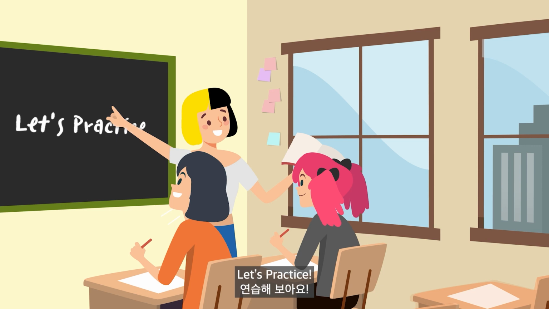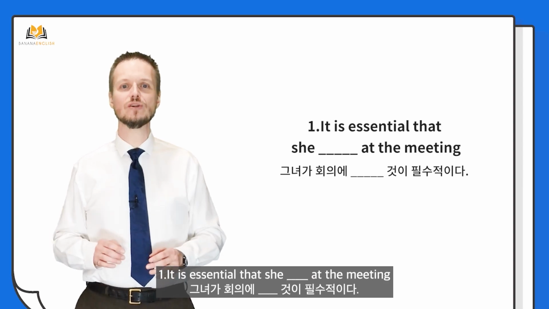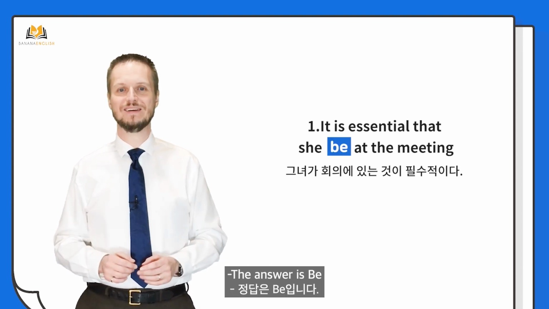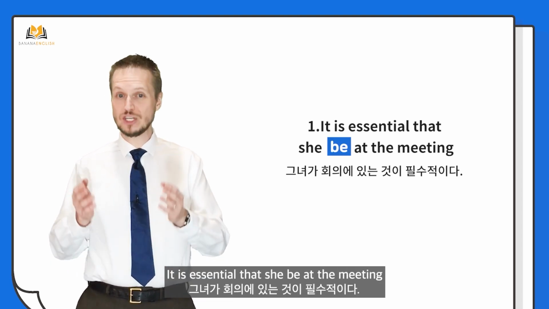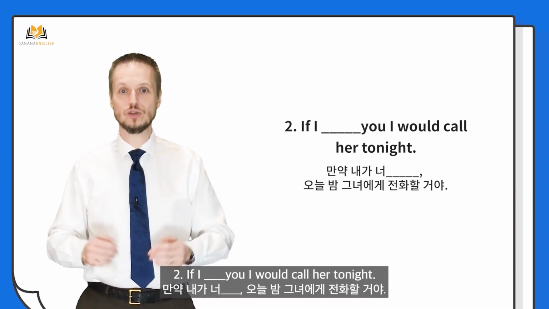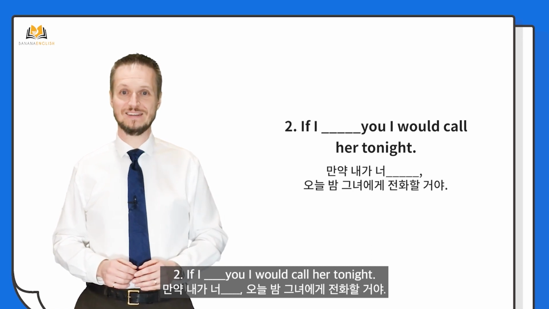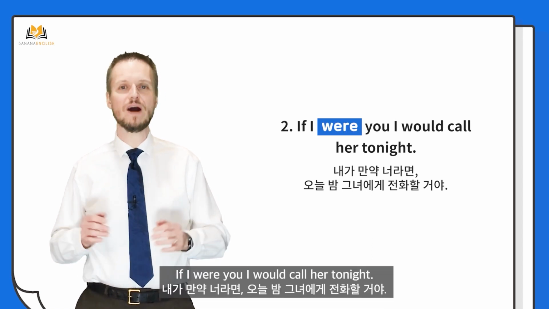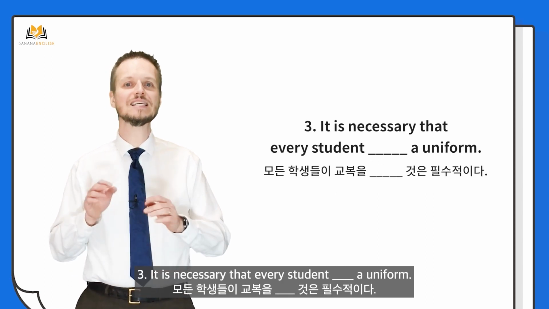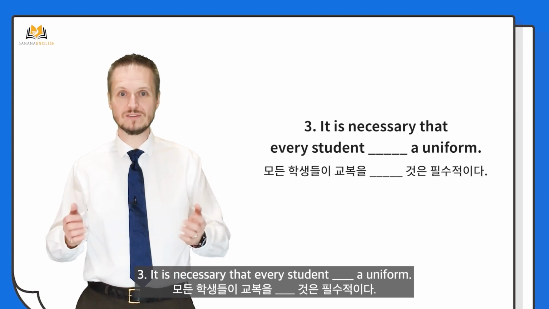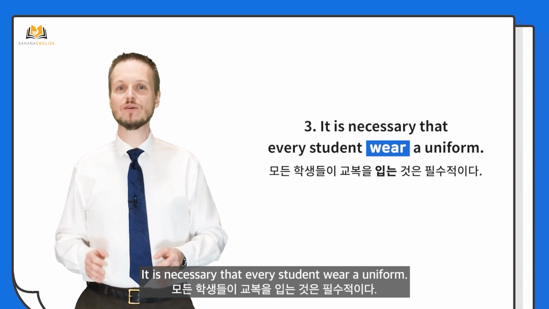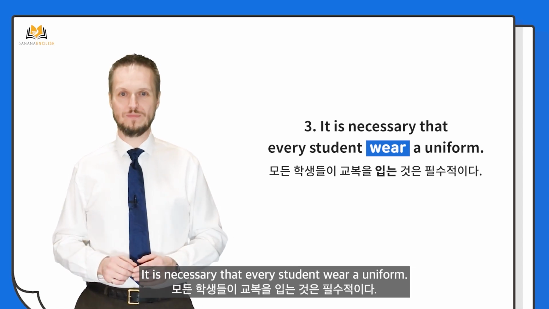Let's practice. 1. It is essential that she at the meeting. The answer is B. It is essential that she be at the meeting. 2. If I would call her tonight. The answer is were. If I were you, I would call her tonight. 3. It is necessary that every student a uniform. The answer is wear. It is necessary that every student wear a uniform.